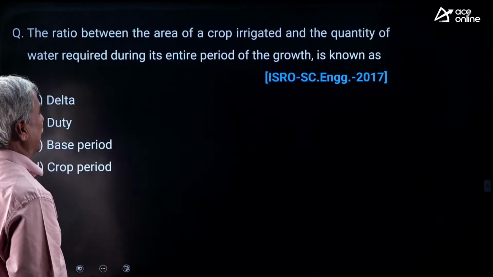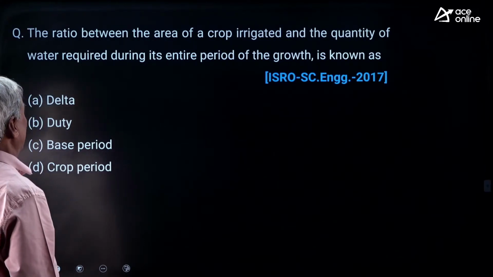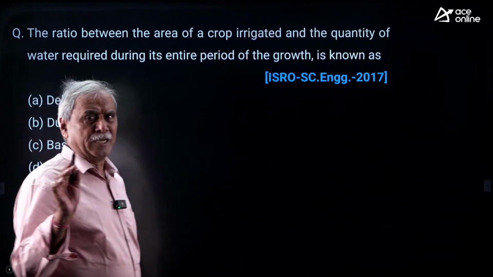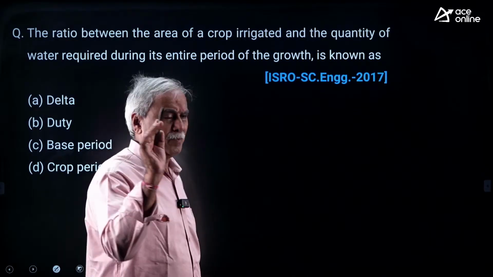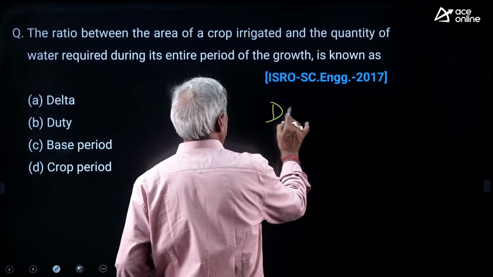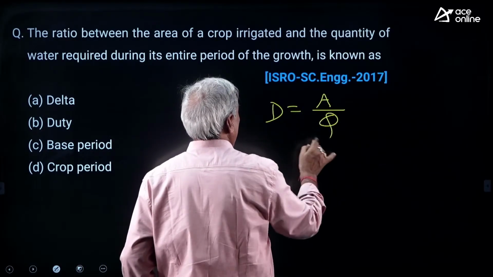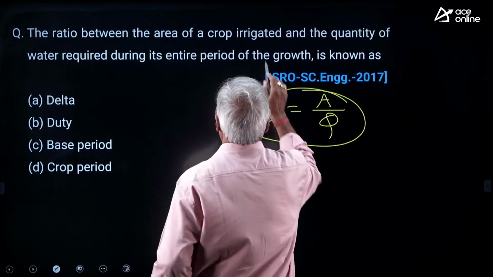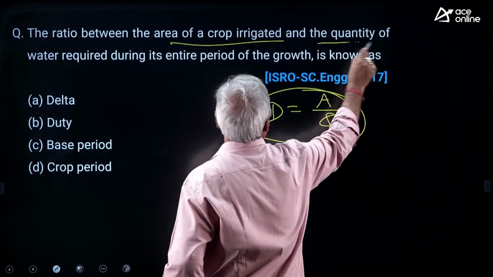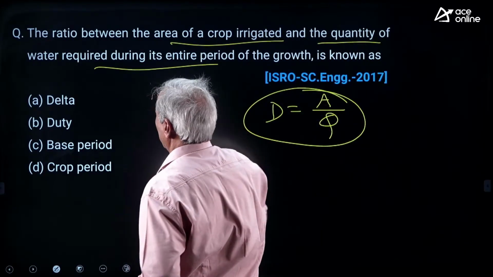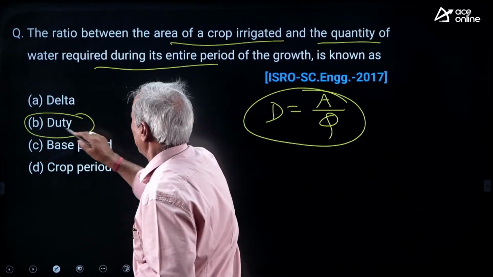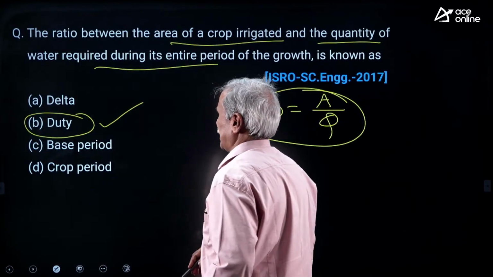The ratio between the area of the crop irrigated and the quantity of water, I told you, duty, delta and base period, all the three are important derivations. Here they have given the definition of duty: area irrigated divided by discharge delivered. So that is called duty. Duty is the correct answer for this question.